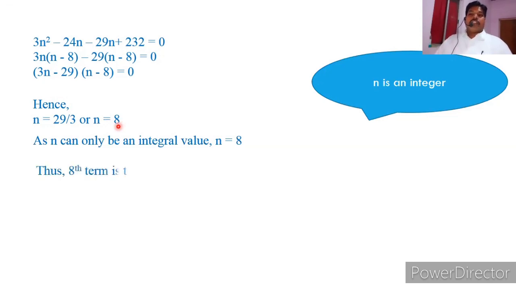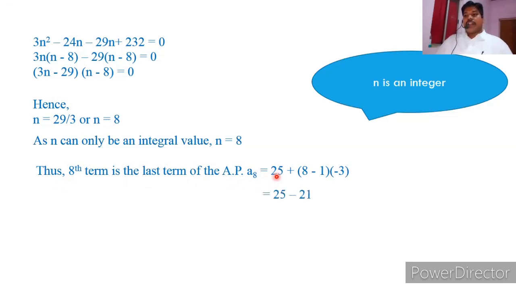So in the question, they are asking the 8th term, which is the last term of the arithmetic progression. Therefore we can declare A8. What is the A8 value? The formula for A8 is nothing but A plus n minus 1 into D.